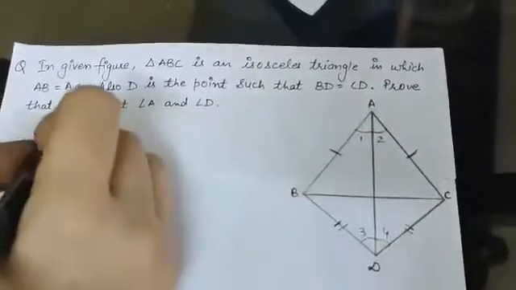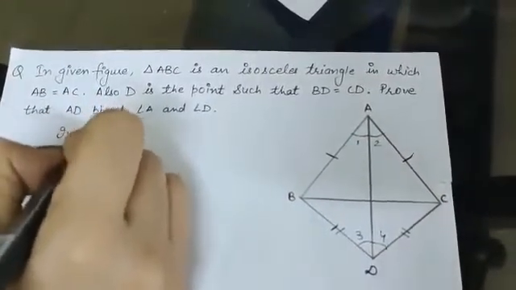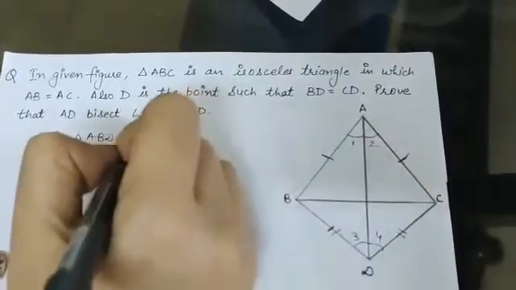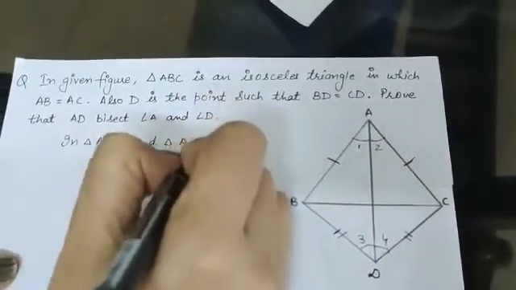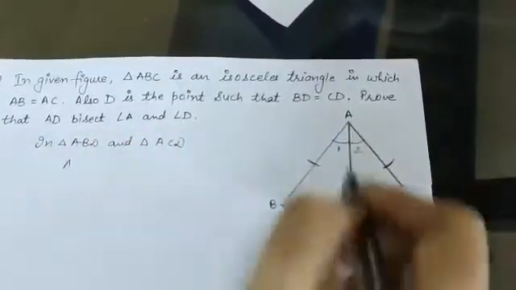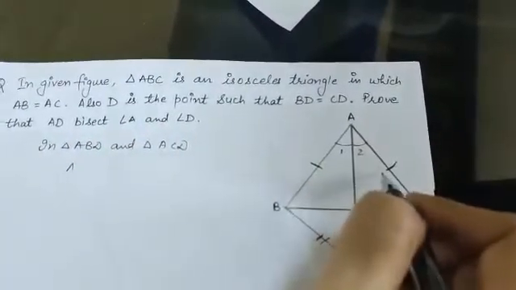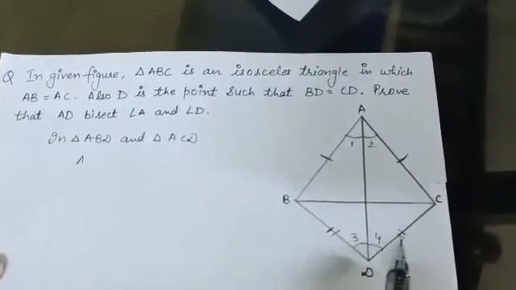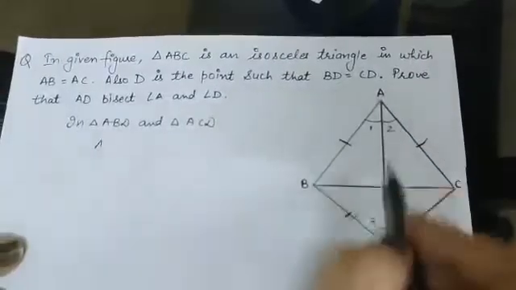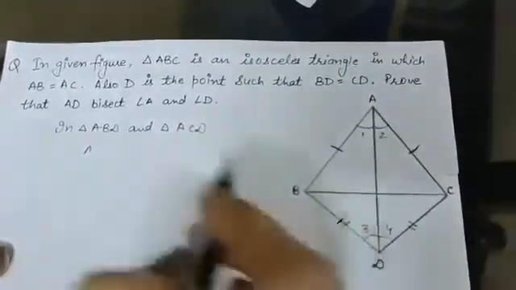Now, I am taking these two triangles. In triangle ABD, this complete triangle ABD, and triangle ACD, this triangle. Now in these two triangles, AB is equal to AC, that is given, BD is equal to CD, that is also given, and AD is the common side for these two triangles, this triangle as well as this triangle.